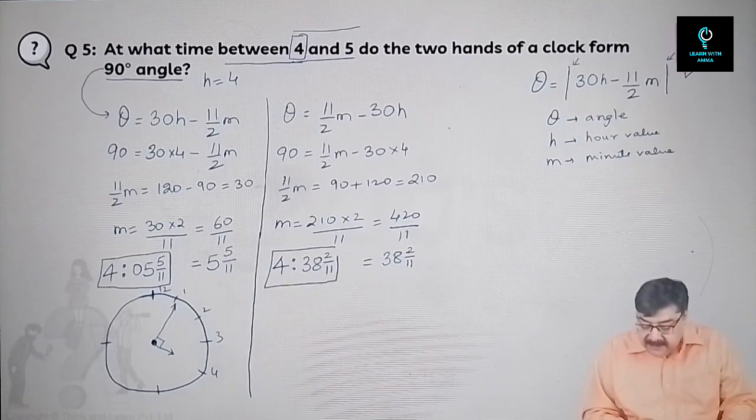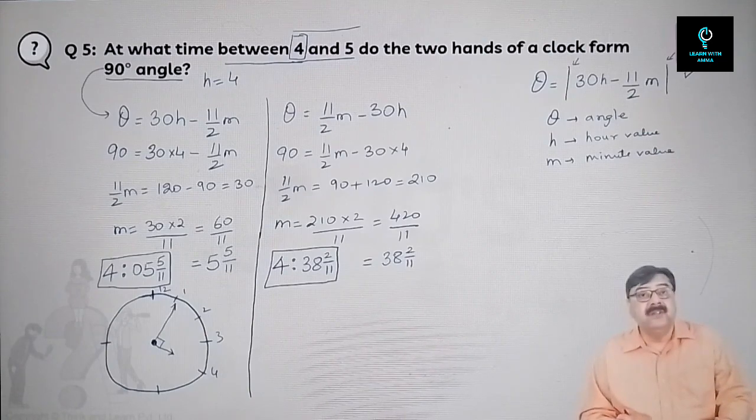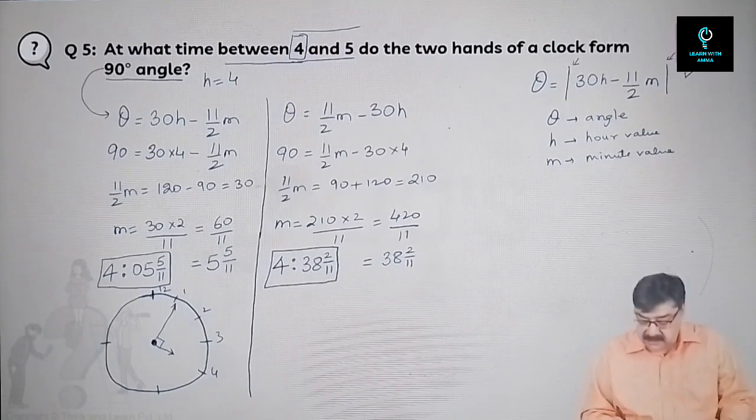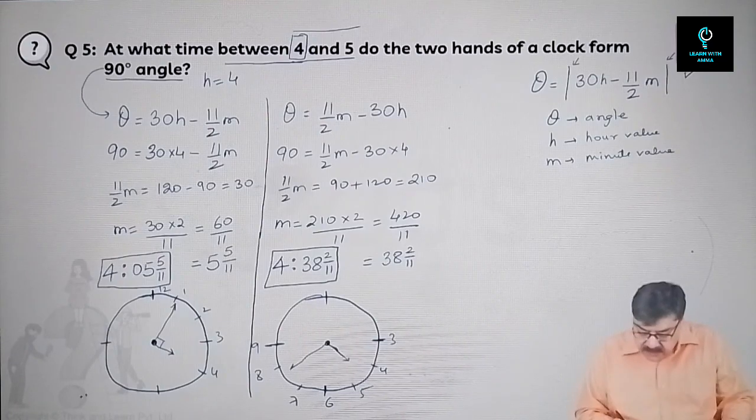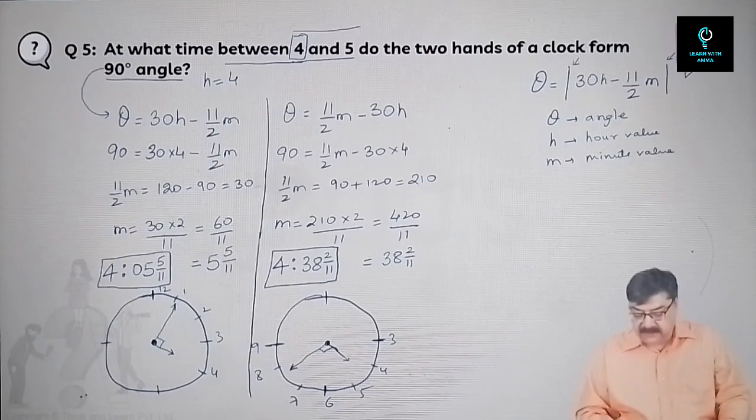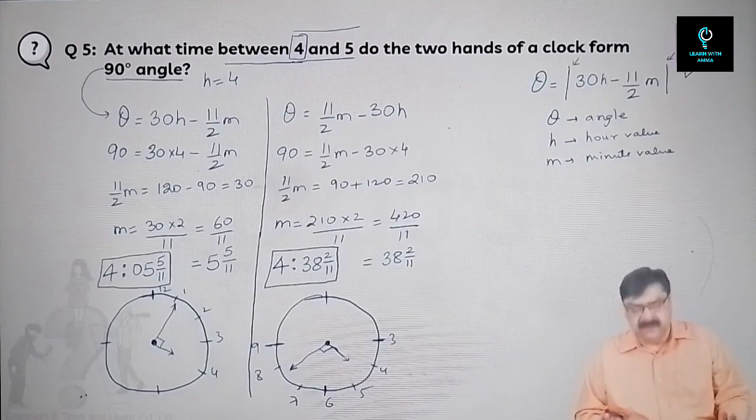This is a timing when the two hands of a clock are at right angle. Now let us view it on a dial, a kind of a rough image that I would give you here. So 3, 4, 5, 6, 7, 8 and 9. So this is how it should look like roughly. 4:38 and 2 by 11. So these are the two timings.